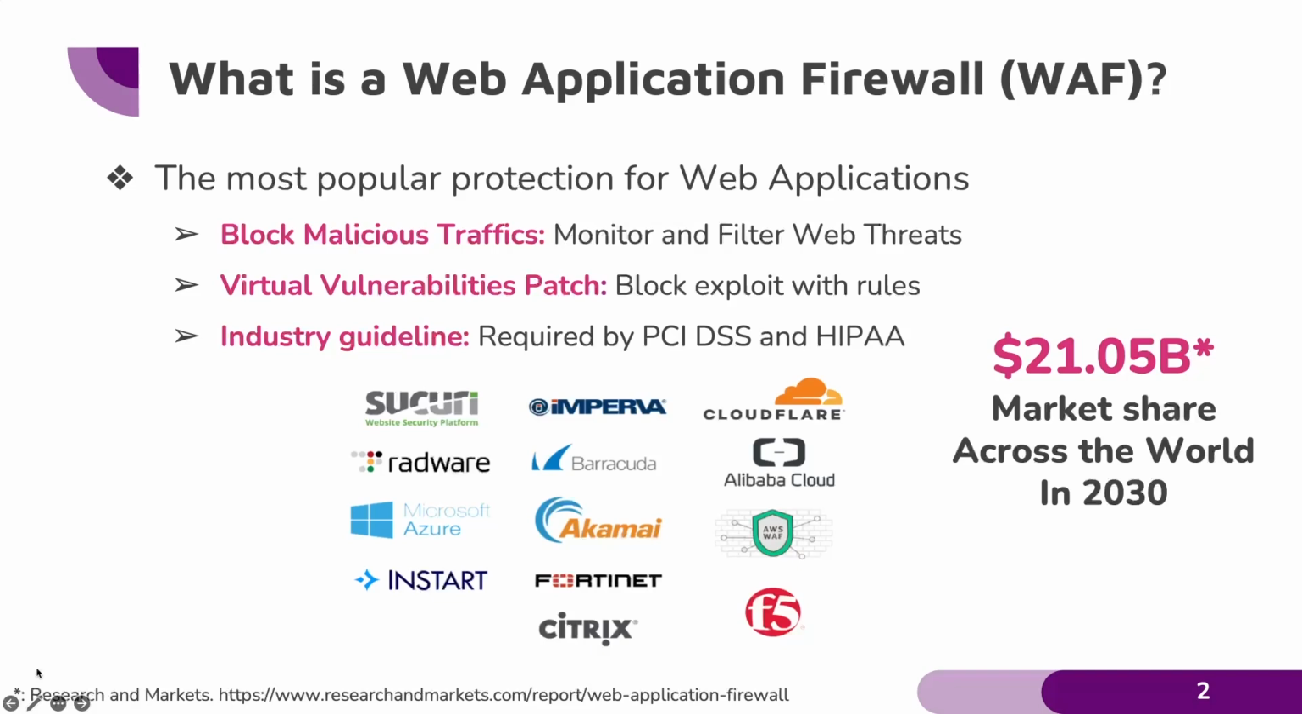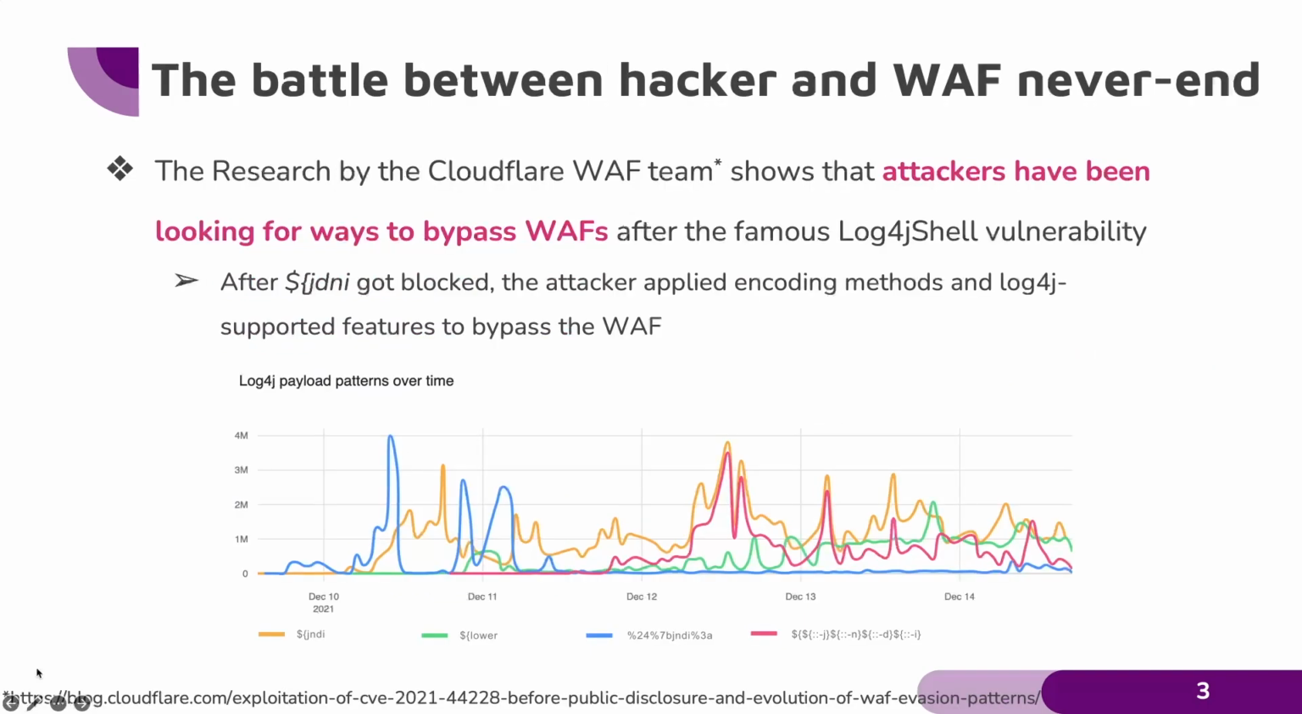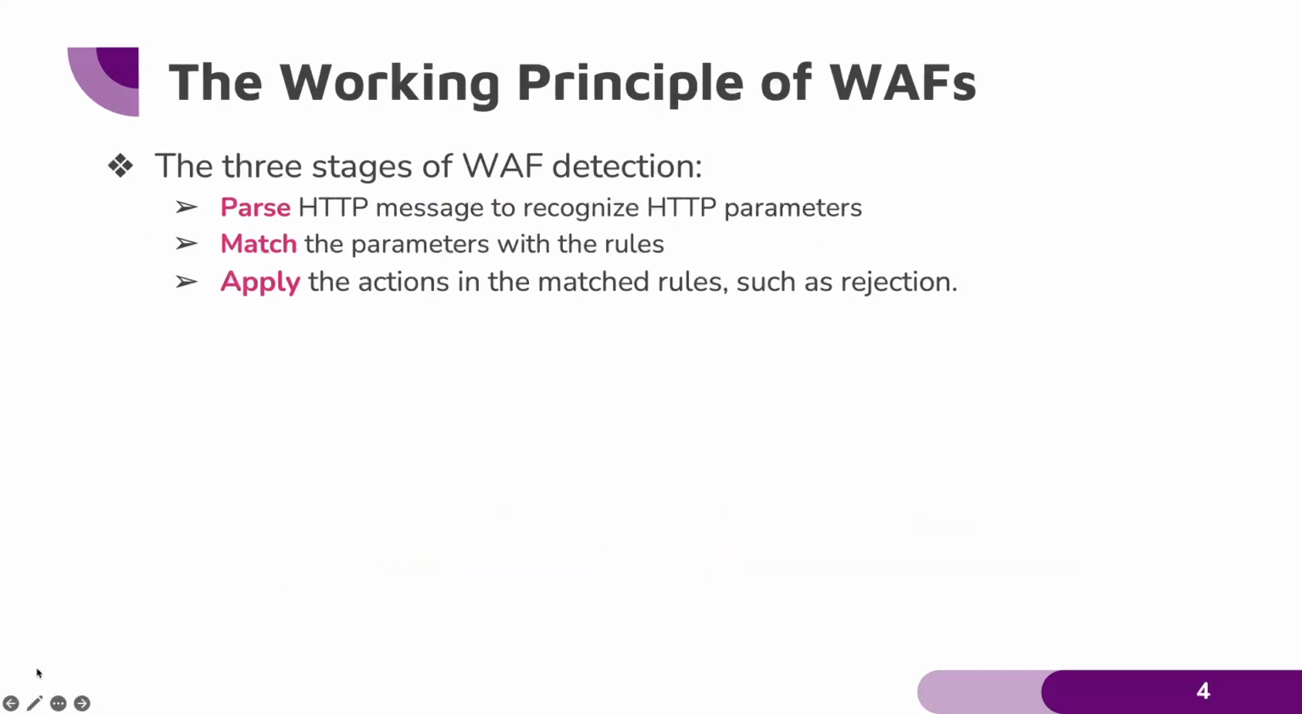is continuously growing. As we all know, Log4Shell is one of the most damaging vulnerabilities in the history of the Internet, and research by the Cloudflare WAF team shows that attackers have been looking for ways to bypass the WAF. After the initial payloads got blocked, the attackers applied encoding methods and Log4j supported features to try to bypass the WAF. So how does the WAF detect malicious requests?